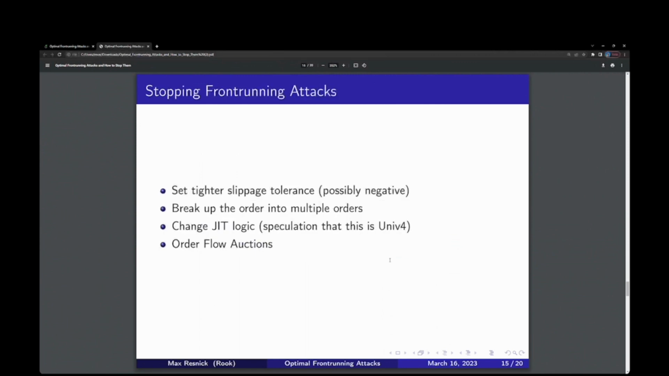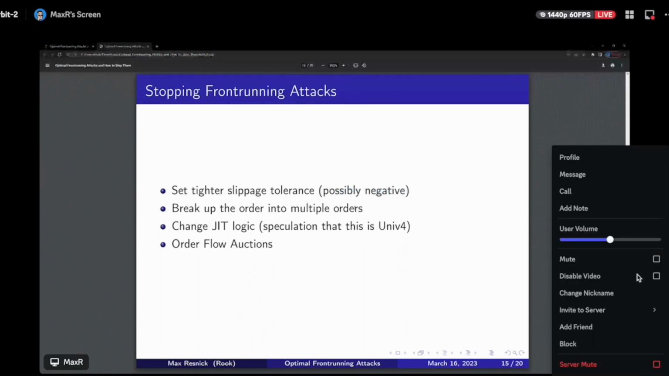So I think the first thing is set tighter slippage tolerance, obviously, but we already set it to 0, right? So this is a little bit troubling, because we could set it negative, but then if it's not worth it to attack, it won't even be executed at all, right? So that's not great. But potentially we could see negative slippage come in at some point here.